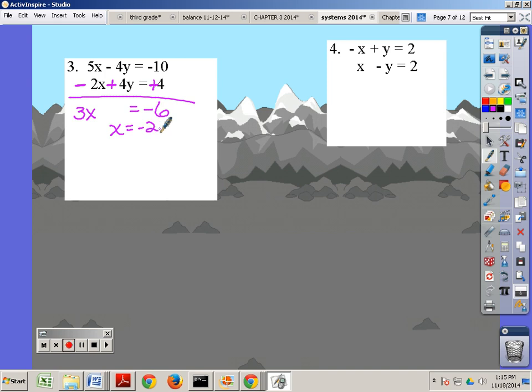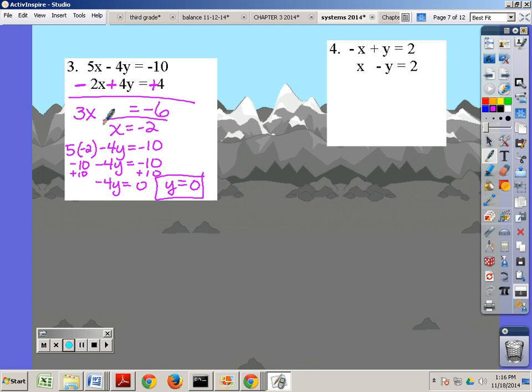I'm going to plug that back into my top equation. 5 times negative 2 minus 4y equals negative 10. Negative 10 minus 4y equals negative 10. When I add 10 to each side, I get negative 4y equals 0, so y equals 0. And x equals negative 2. Let's check that really quick. If we plug it into the bottom, negative 2 times negative 2 is 4. 4 times 0 is 0, so 4 plus 0 is 4. It worked.